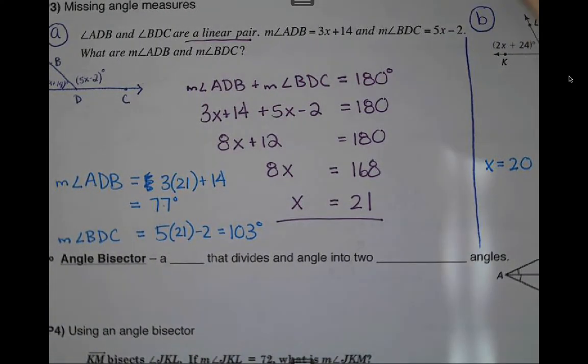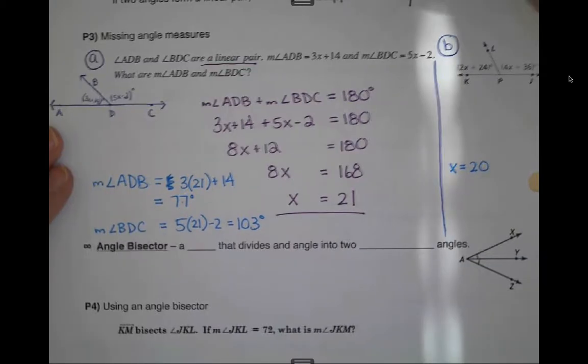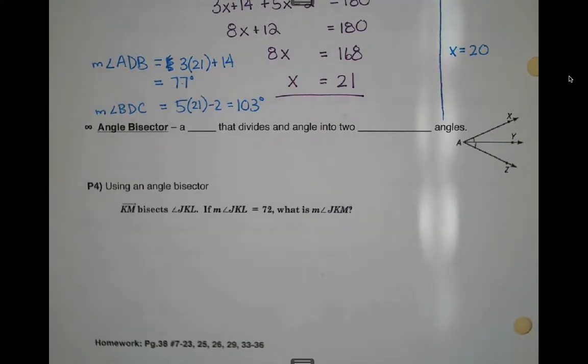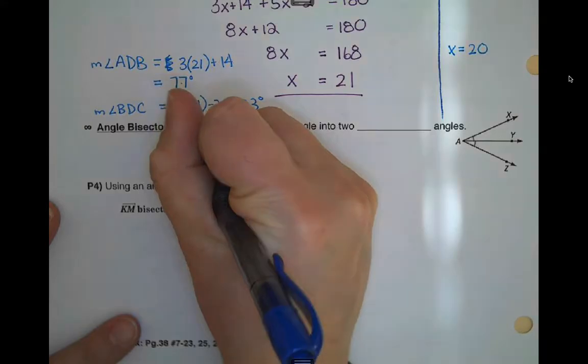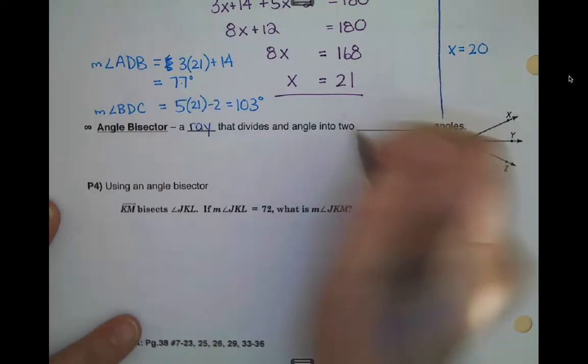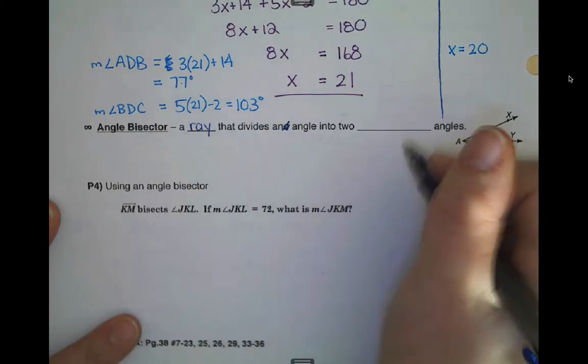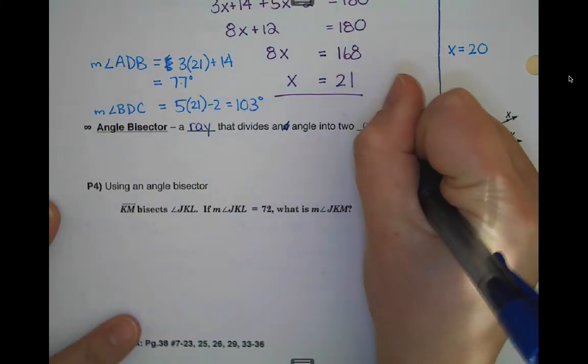All right, one other term and one other example before you finish off the 1-5 notes. Angle bisector. We have already come across bisector when we had segment bisector. Bisector of an angle or of a segment is going to split something into two congruent parts. In this case, an angle bisector is a ray that divides an angle into two congruent angles.